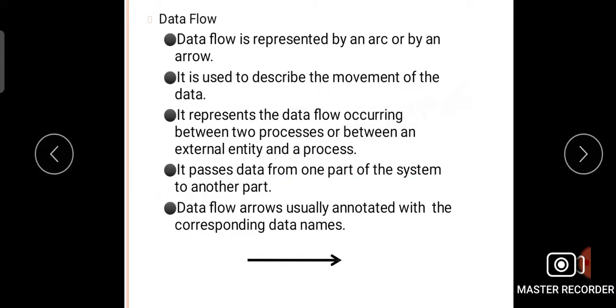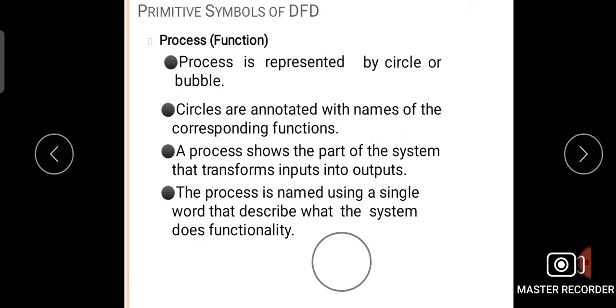Once again, a process is represented by a circle or bubble. Circles are annotated with the names of the corresponding function. A process shows a part of the system that transforms inputs into outputs, and it is named using a single word that describes what the system does, its functionality.